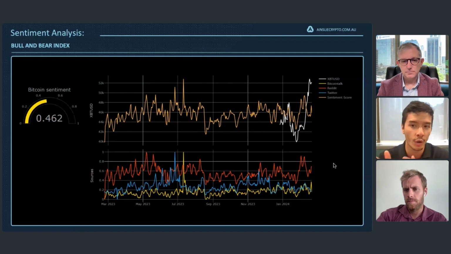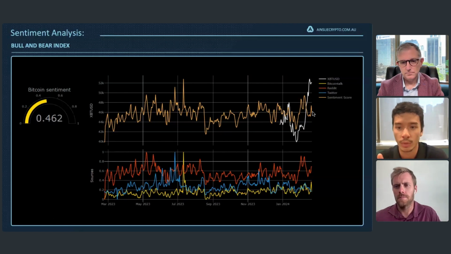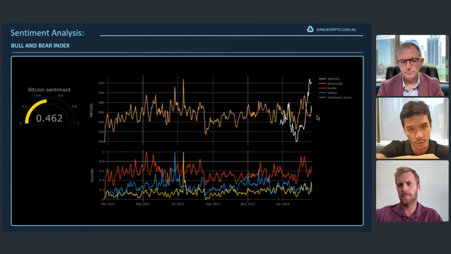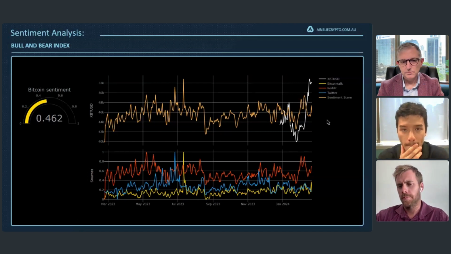If you go on the right side, you can see XBT USD, which is the Bitcoin price. What we've seen is a rise in the white line, whilst we've seen a decline in the sentiment score. Now, I want to hear your take on that one, Joey, because I think it aligns with what you were saying before. It tracks and conglomerates that and gives that score, but I'll let you take that one away.